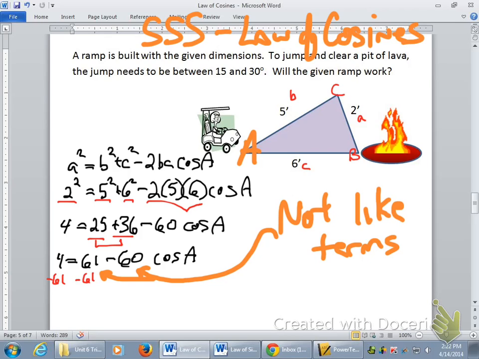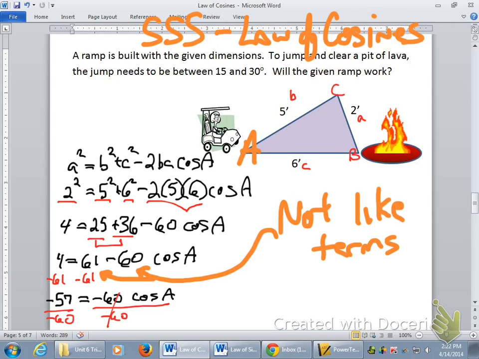Okay, and that's going to leave me with negative 57 equals, what does it equal? Negative 60 cosine A. Good. Do you notice this negative? Don't lose that negative. Okay. Now, how do you get cosine A by itself? Okay, not yet. I've got to divide by negative 60.